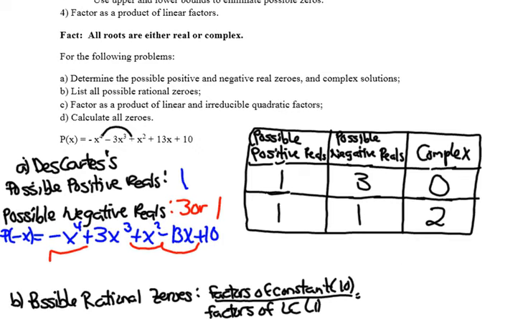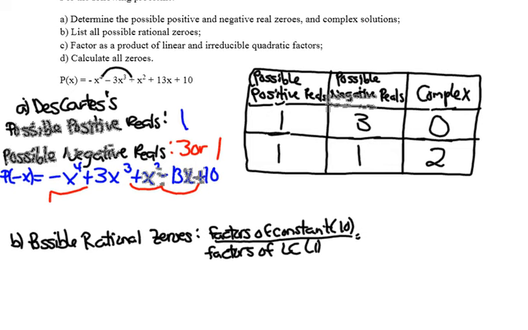Okay, part B, listing all possible rational zeros. Well, that is using the rational root theorem. Again, that's the factors of the constant, which is 10, divided by the factors of the leading coefficient, which is 1. Since you're dividing by 1, the only thing I have to worry about is the factors of 10, which is 1, 2, 5, and 10.